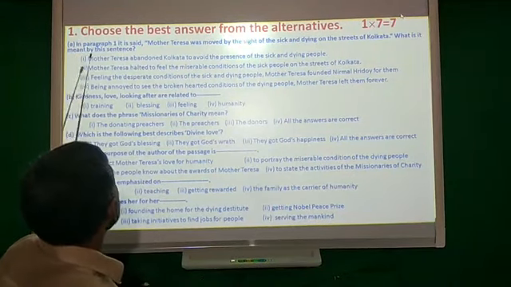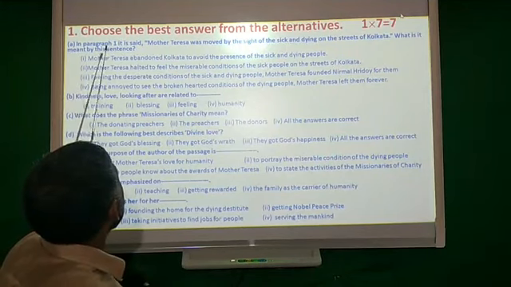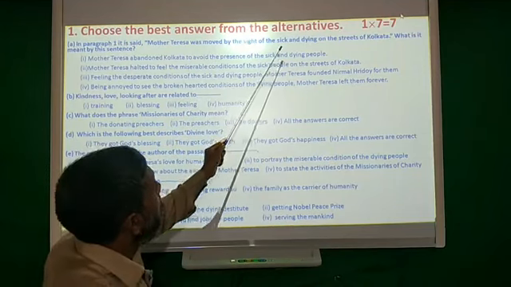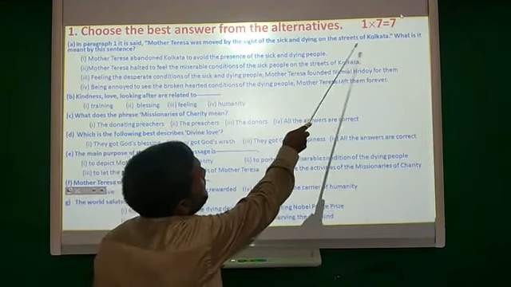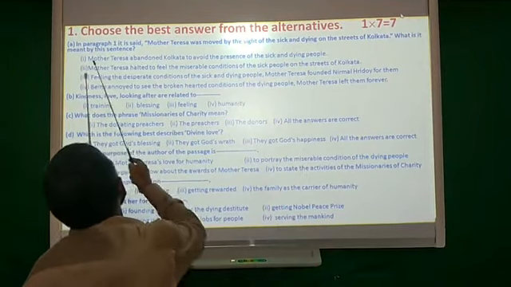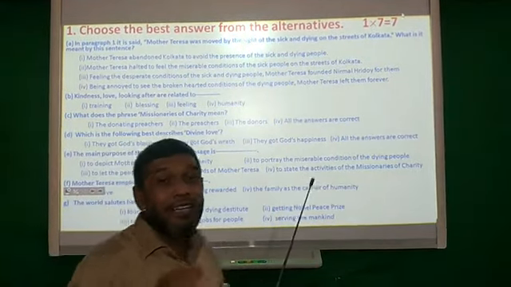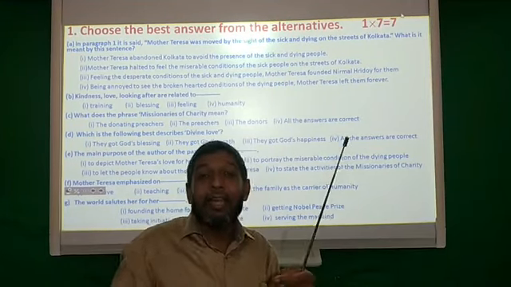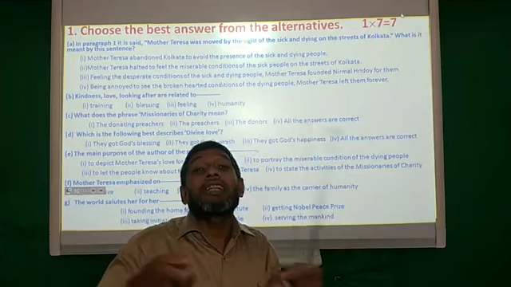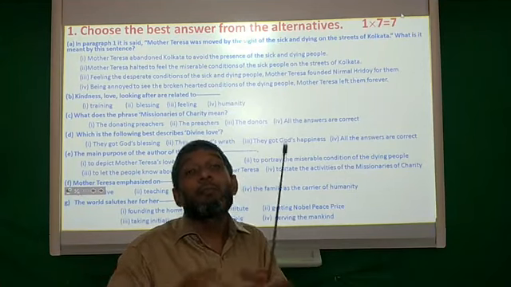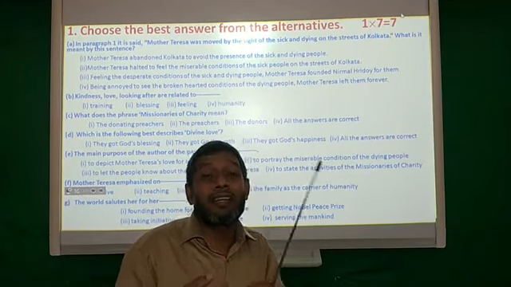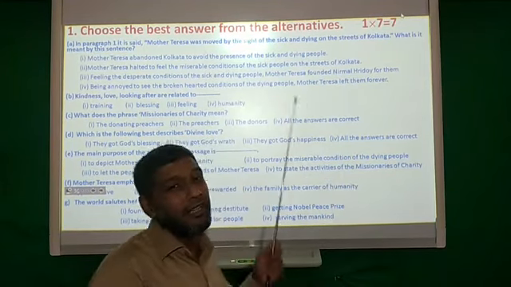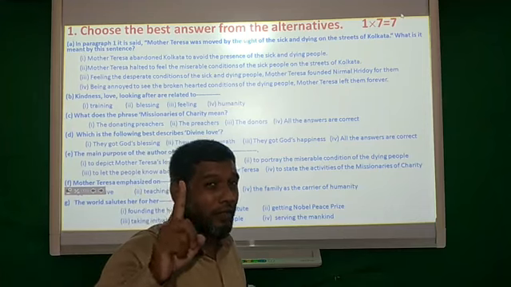The number 1 question here says, in paragraph 1 it is said, Mother Teresa was moved by the sight of the sick and dying on the streets of Kolkata. What does this sentence mean? So dear students, a sentence is given here, and the question asks what the sentence means, what the reference of the sentence is in your passage. So this is number 1 question type, please try to remember.